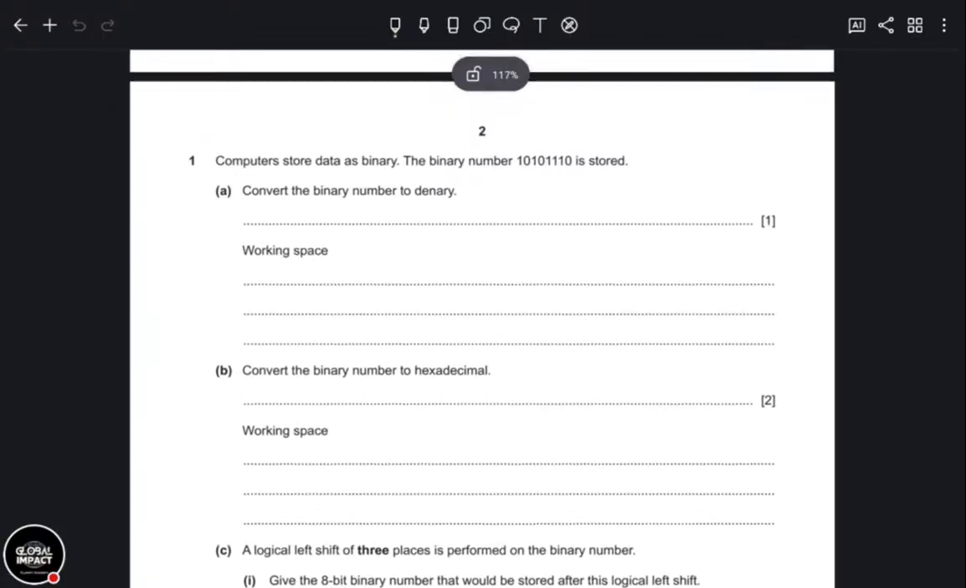So here, convert the binary to denary. Oh, to denary, really? Okay, so let's put that binary number there. It's going to be 1 0 1 0 1 1 1 0. Then you put 2 to the power of 0, that's 1, times 2, that's 2, times 2, that's 4, times 2, that's 8, times 2, that's 16, times 2, that's 32, times 2, that's 64, times 2, that's 128.